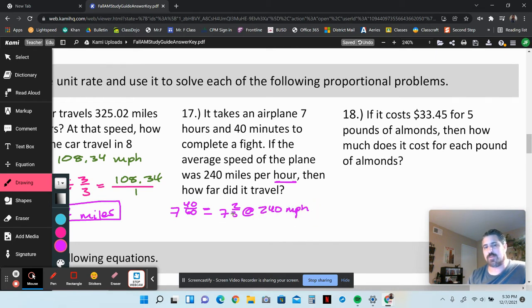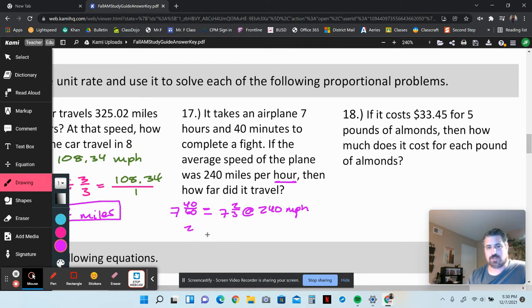So then to figure out the distance that it covered, you just take the speed it's traveling at, miles per hour, and multiply it by the amount of time it was traveling for, and you'd end up with the miles, how far it went. So you're just going to do 7 and 2/3 times 240. So that's 21 plus 2, which is going to be 23. So you're looking at 23 thirds.